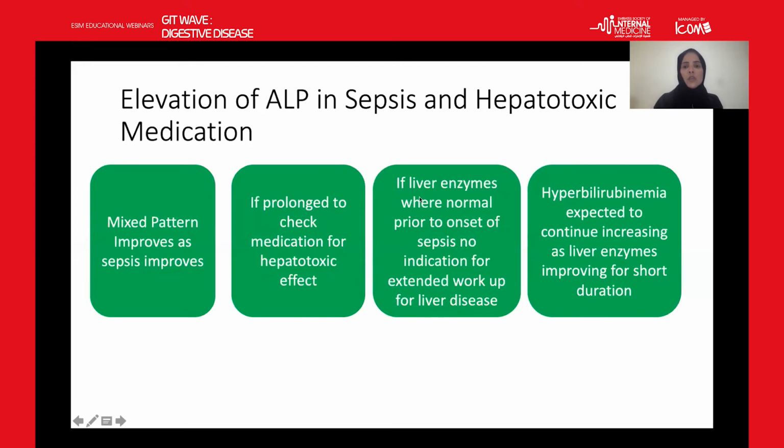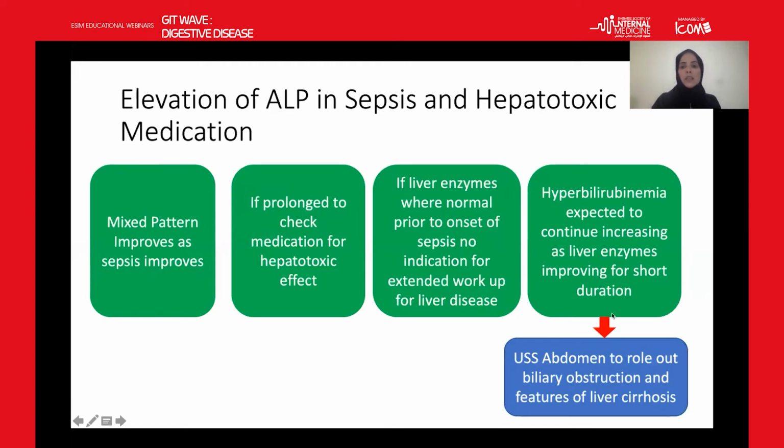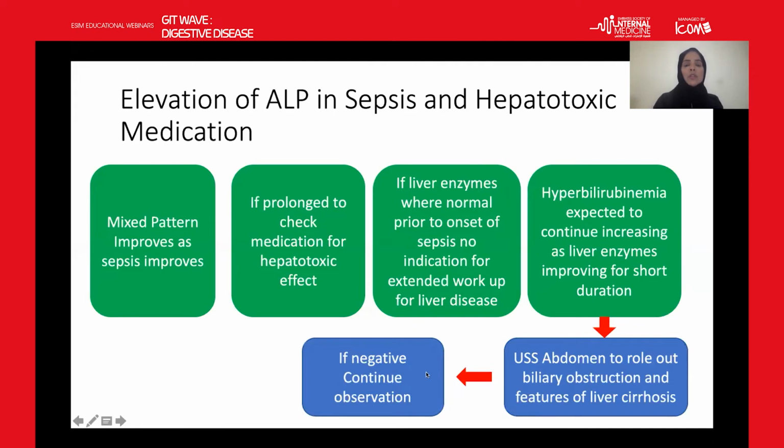You will notice during the course of patient care that the enzymes start to improve. However, the bilirubin hangs there for some time, sometimes actually increasing for a week before it starts to go down. At this stage, what you do when this condition happens is an ultrasound of the abdomen to rule out any biliary obstruction, and also to look for any signs of chronic liver disease or liver cirrhosis. If that is negative, you don't have to do anything at this stage. You just observe the patient.